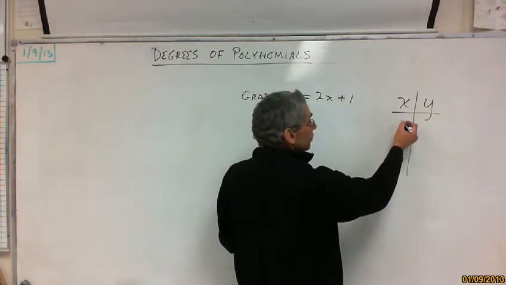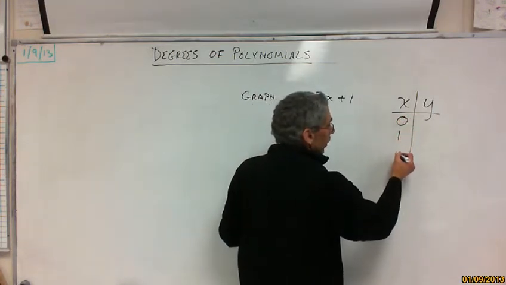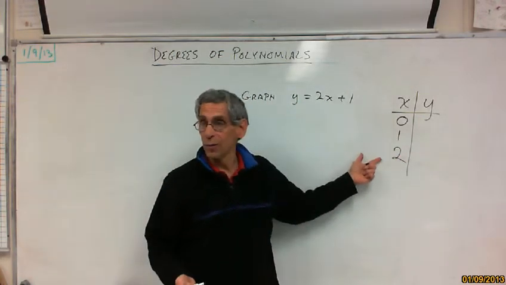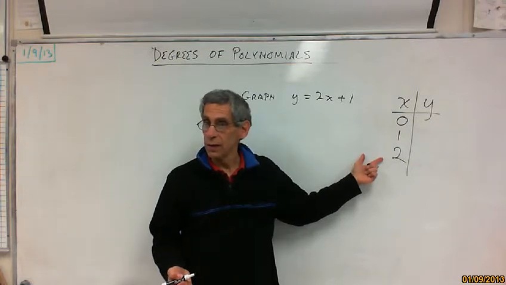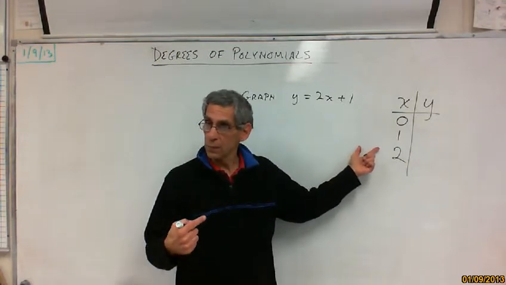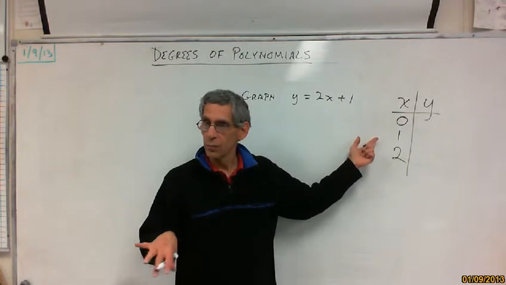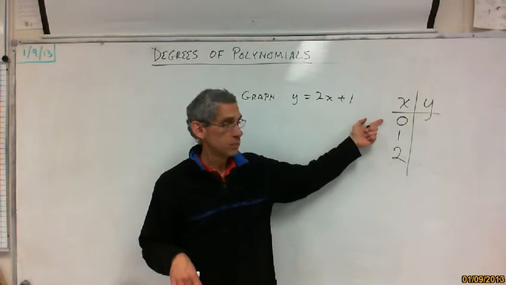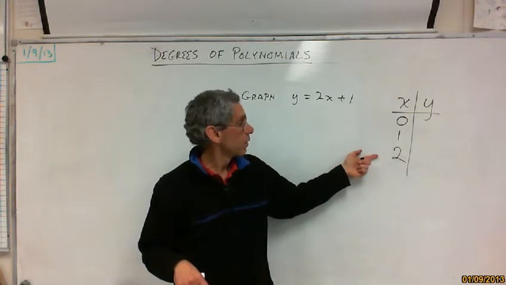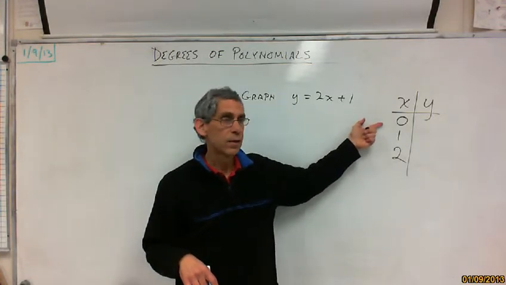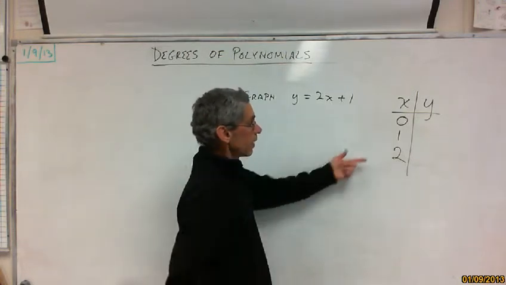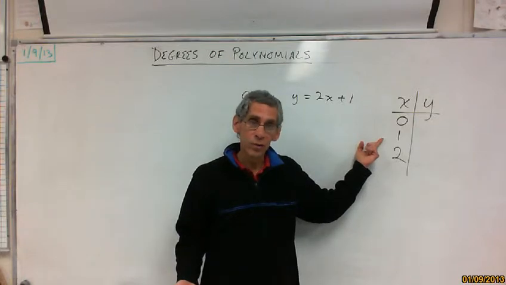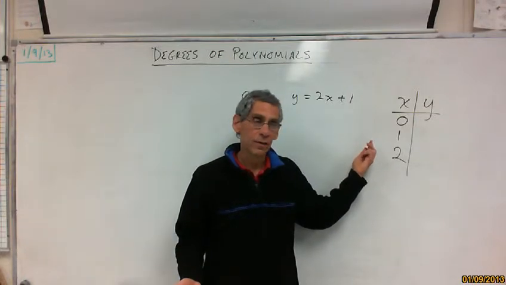If it's a straight line, I always just use 0, 1, and 2. For straight lines, that's what I always do. I want to keep my numbers small, because I can use anything. I could do 1 million here if I wanted to, but it sure wouldn't be easy to graph, right?